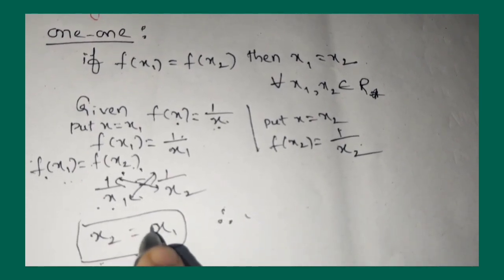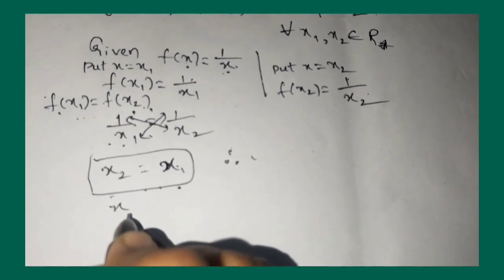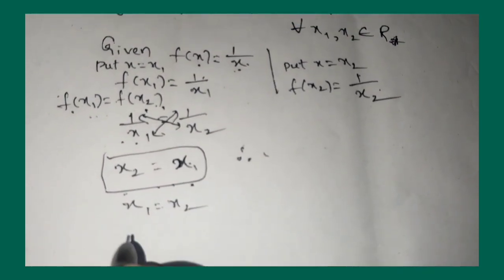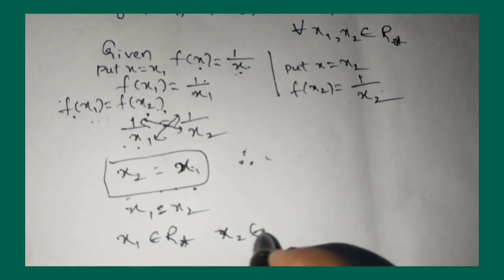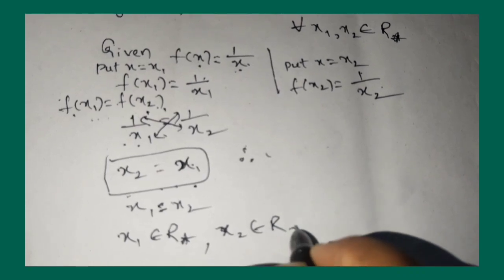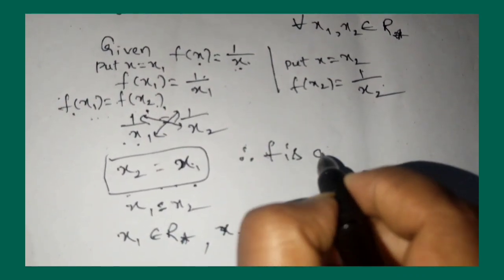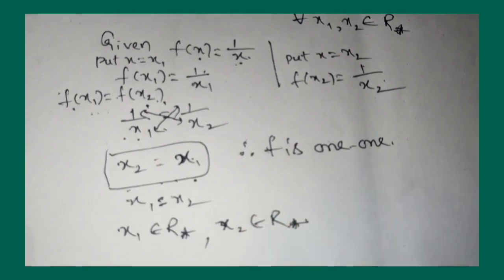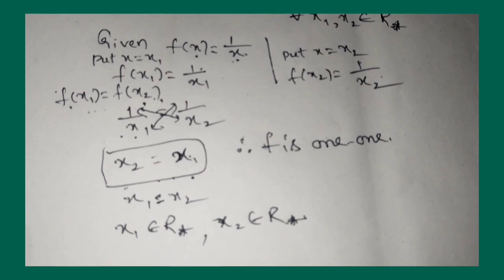suppose I am taking here x1 is a real number. x1 is equal to x2. If I am taking x1 as a non-zero real number, it is equal to x2. So x2 also belongs to non-zero real numbers. Therefore f is a one-one function. Are you clear about this? Next we will check onto.